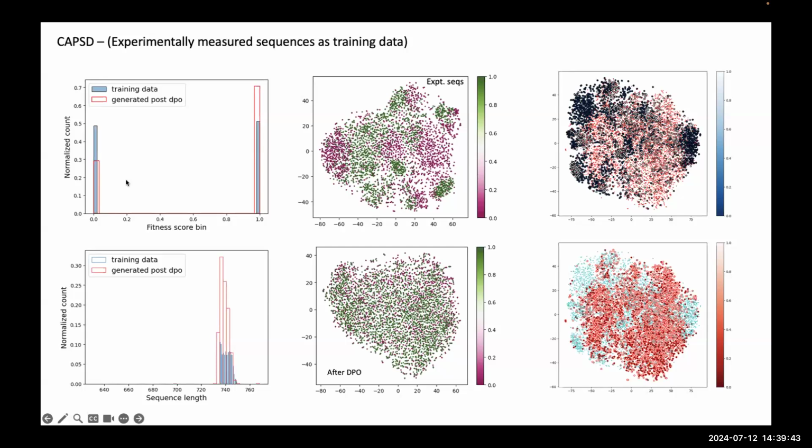The only difference for this family was when we started, the experimental sequences were about 50-50 fit and unfit, and post DPO, there was a preferential generation of fit over the unfit. And similar evolution in terms of the semantic evidence when we look at the prediction plots.